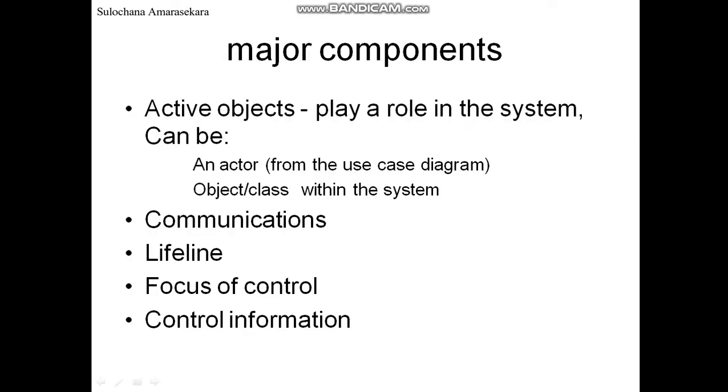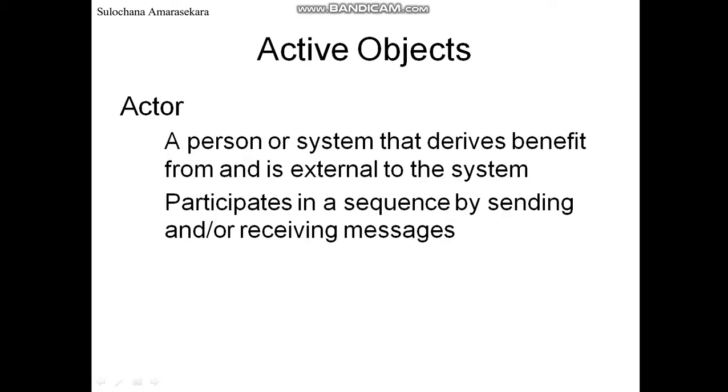Normally a sequence diagram contains active objects. An active object is an actor or a class. Communication means message passing, lifeline, focus of control and control information. In the next slide I am going to explain each of these components one by one. First, actor under active object. An actor is a user or external system which makes a connection with our system. Actors are represented in the use case diagram.